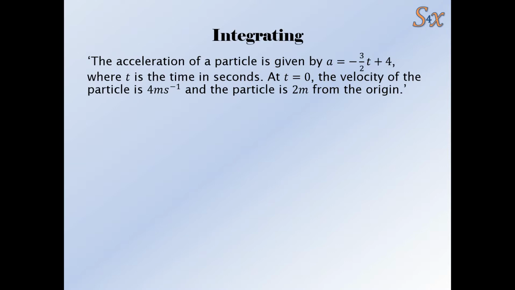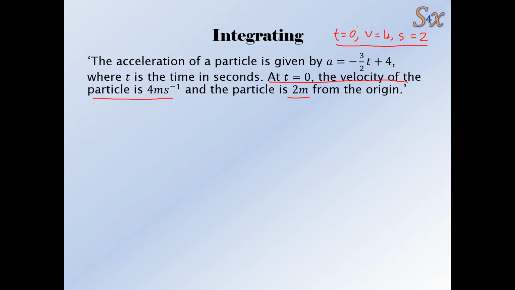This time I'm giving you an expression for the acceleration. I said a is minus 3 over 2t plus 4. And I've said at t is 0, and look at this, this is the information we need to find the integration constants. At t equals 0, the velocity is 4 meters per second, and it's 2 meters from the origin. So what I've said there is at t equals 0, v is 4, and s, the displacement, is 2. Okay, that's the information we're going to use to find the integration constants.